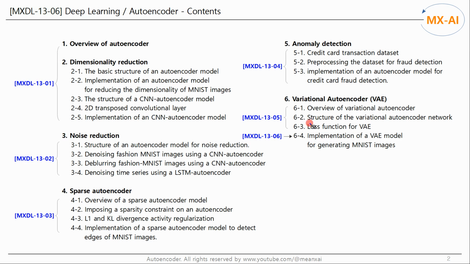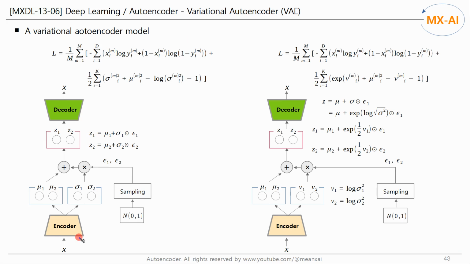In the last video, we looked at the architecture of a variational autoencoder and created a loss function. In this video, we will implement a variational autoencoder model and generate MNIST images. In the last video, we looked at this variational autoencoder model and derived the loss function as follows.